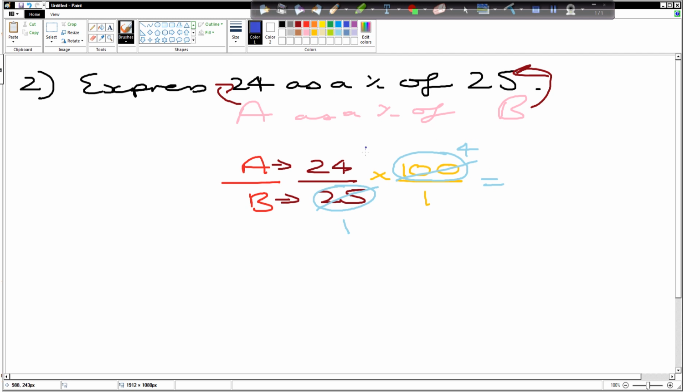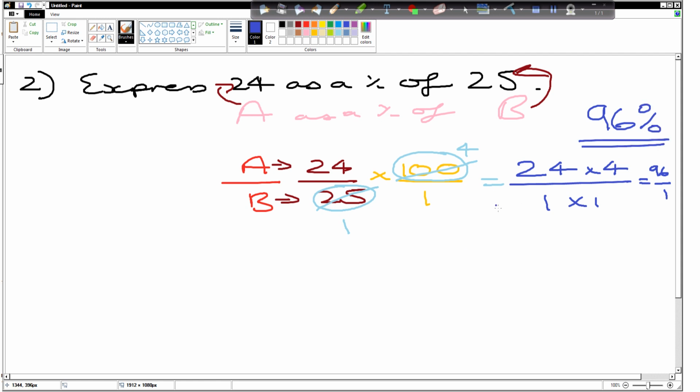Once we finish the cancelling, we multiply the top numbers: 24 times 4. Multiply the top numbers, and then we multiply the bottom numbers. That gives you 96 over 1, which is the same as 96%. Finish. That's the end of the question. So 24 as a percentage of 25 is 96%.